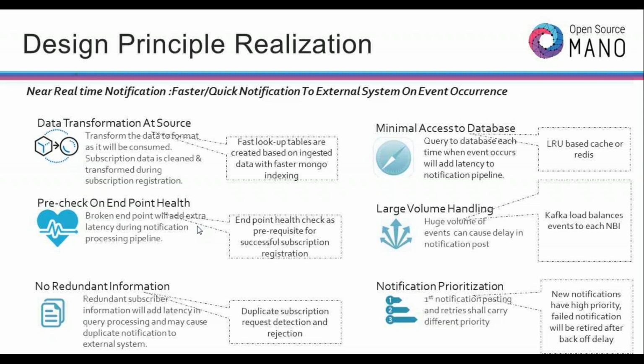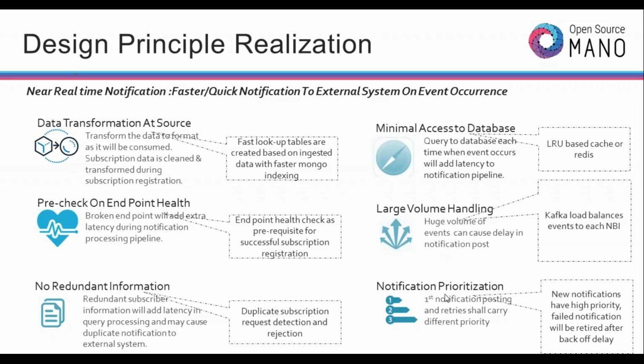And to minimize the database access, we have a plan to use an LRU cache, which can be per NBI, or to use a system like Redis. And to handle large volume of notifications, we have done something which I will be discussing in later slides. It is related to Kafka and NBI.